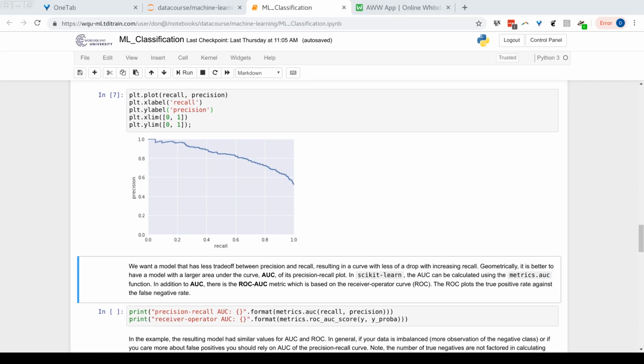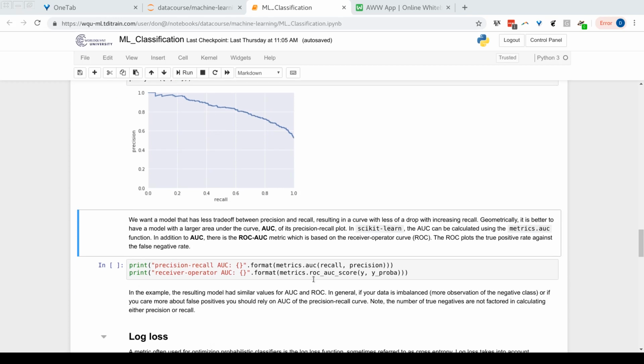Now, there's another way you can visualize precision and recall using what's called the receiver operating characteristic curve. That curve plots the true positive rate, which is another word for recall, versus the false positive rate, which is equal to 1 minus the true negative rate, also called the specificity. So you can plot it that way and also generate an area under the curve. It's a very similar metric. But it's best to use the precision recall area under the curve when the positive class is rare or when you care more about the false positives than false negatives.